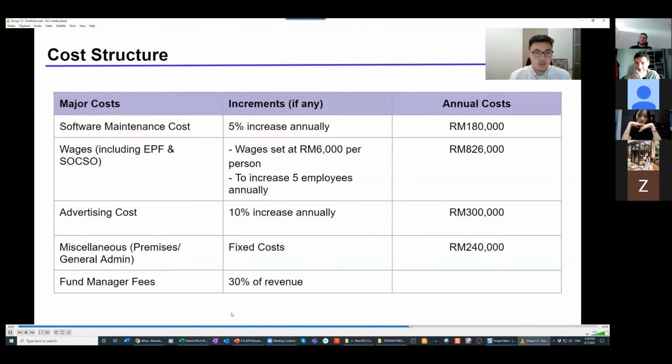Advertising and fund manager fees. So for the software maintenance cost, we will increase the budget by 5% every year to upgrade our services and be able to provide better services to our customers. And for the wages, we will set.